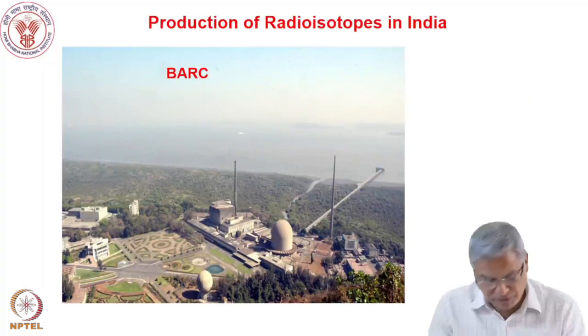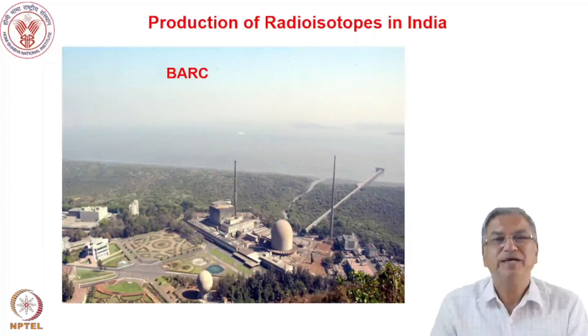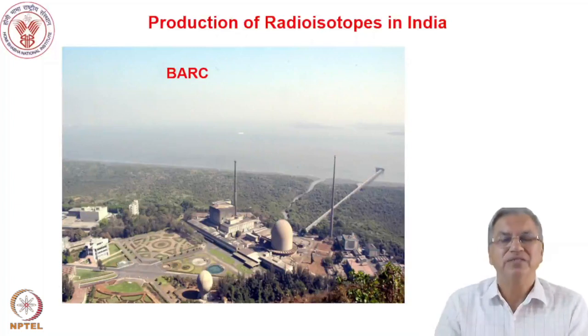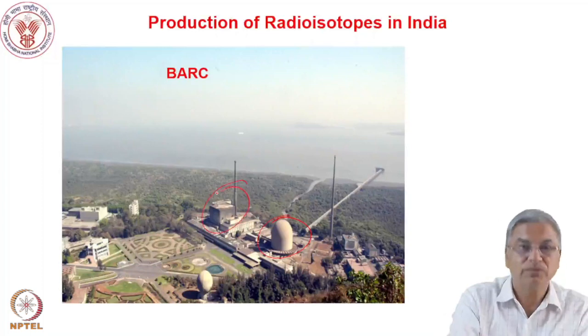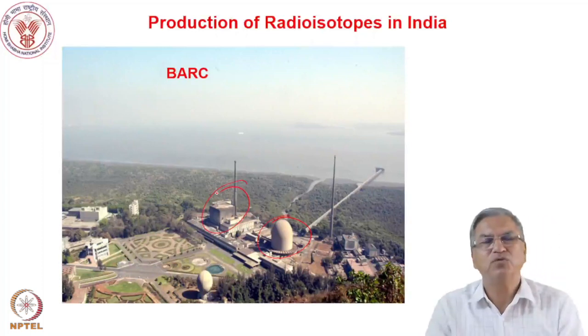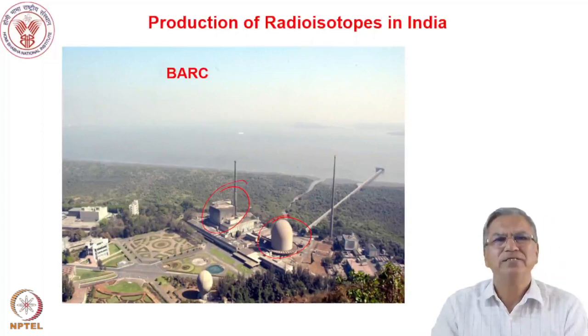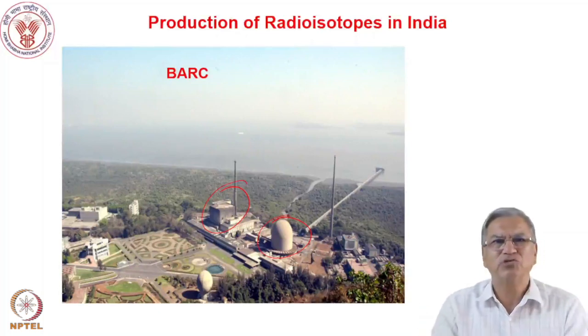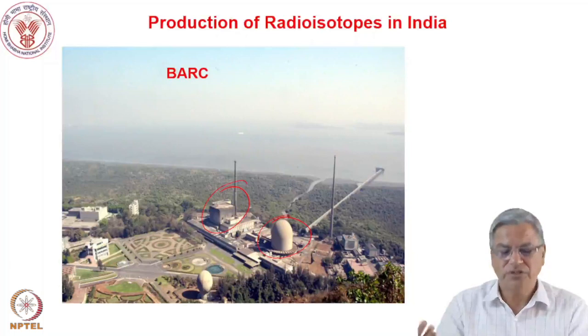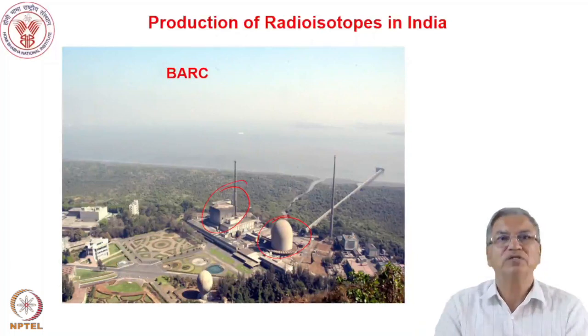Now I will briefly discuss some of the activities in India. At the Trombay campus we have the Cirus reactor, which of course is not functioning now, but we have the Dhruva reactor, which is producing radioisotopes. There is a sequence of events: irradiate in the reactor, take it to the radiochemical laboratory, process them, and send to another agency for distribution in the country.